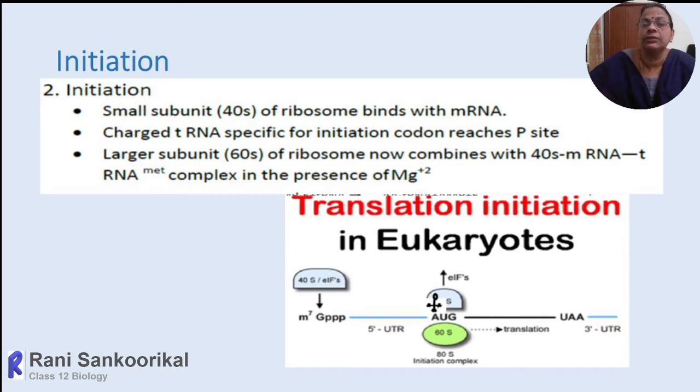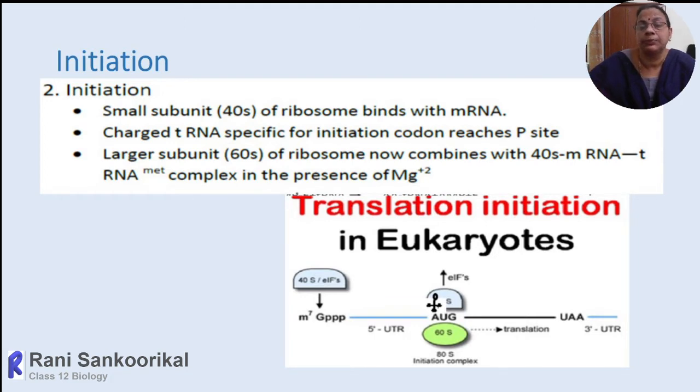Immediately after the binding of the tRNA with the 40S ribosome, the corresponding larger subunit also binds, and that forms the complete initiation complex. The larger subunit, that means the 60S subunit, combines with the 40S complex in the presence of magnesium. All these processes take place in the presence of ATP. ATP is required for the initiation.